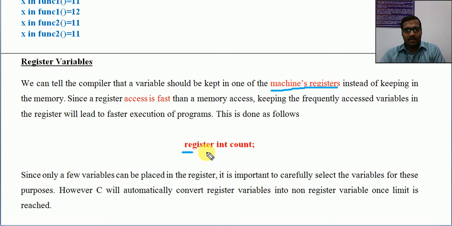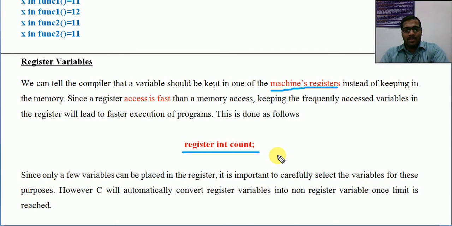So if you declare a variable like register int count, count will be stored in a machine register, a separate, faster access memory. We cannot say how it is being accessed faster, but that is for the internal functionality of the system. When we require count, it will be quickly accessed, because the memory closest to the processor is the register, and only then we have the primary memory.